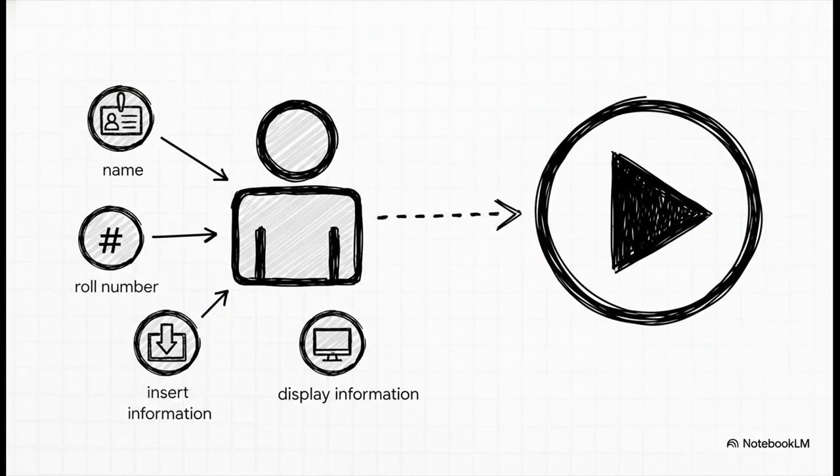So here's the whole setup for our program. We're defining a Student class, our blueprint. It's got properties for a roll number and a name, and it's got behaviors or methods to insert a record and to display its information. Then below that, the TestStudent class is where we have our main method. That's the starting line for our program, where we're going to actually put the blueprint to work.